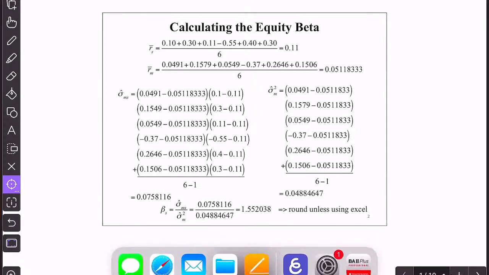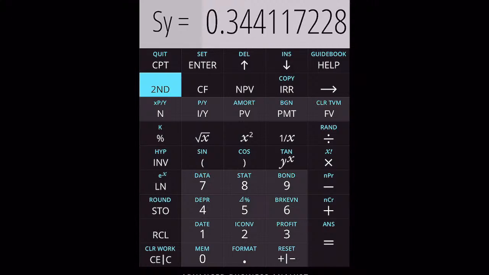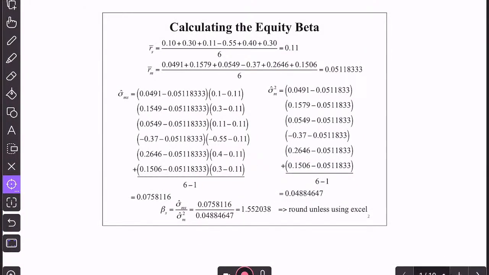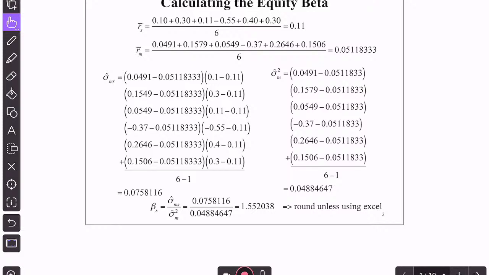Let me go back and see my results. So this is 11, you see? So we're rounding that 11%. So I just rounded everything, and that's why the numbers are going to be different. Okay. Now my question to you is, can I get this number from the calculator? Can I get this number from the calculator?